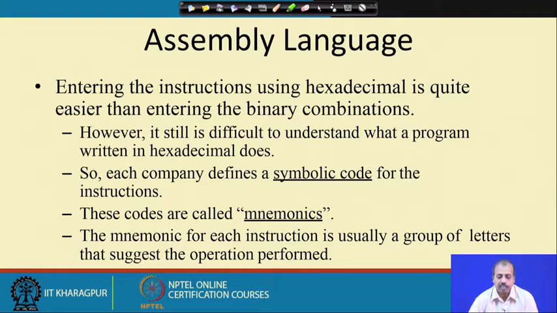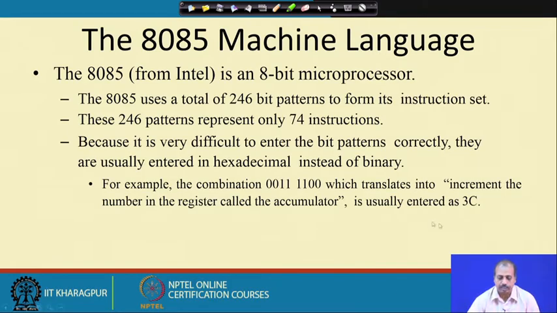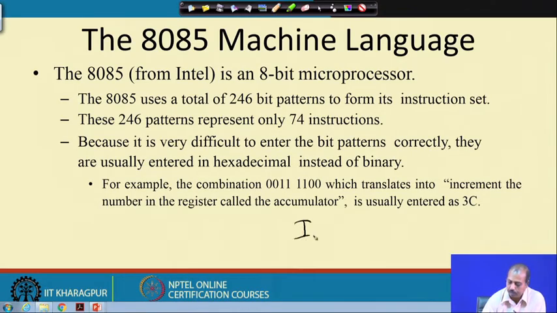So, what has been done is that different companies define a symbolic code for the instruction. Previously we saw the instruction that increments the number in the register called accumulator. Instead of writing this big statement, increment may be written simply as INR, and the accumulator is A. So, this is INR A. By this text we understand that it is asking for incrementing the register A.